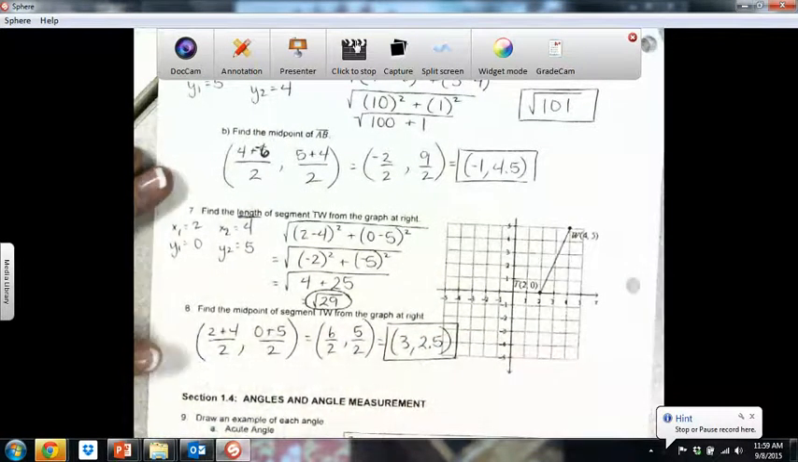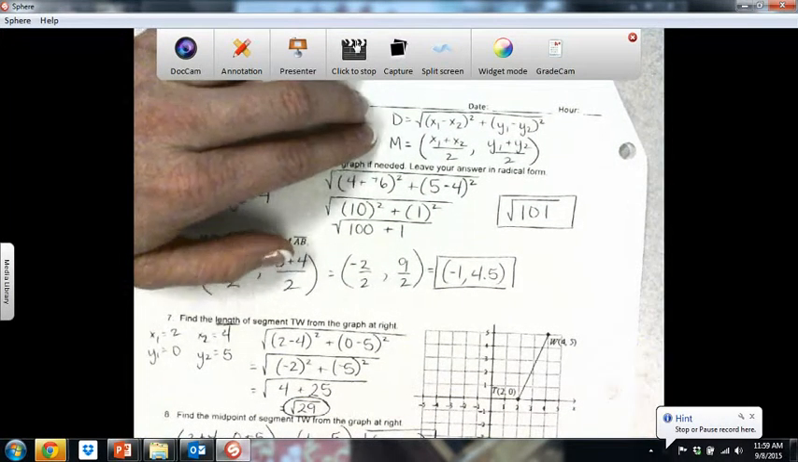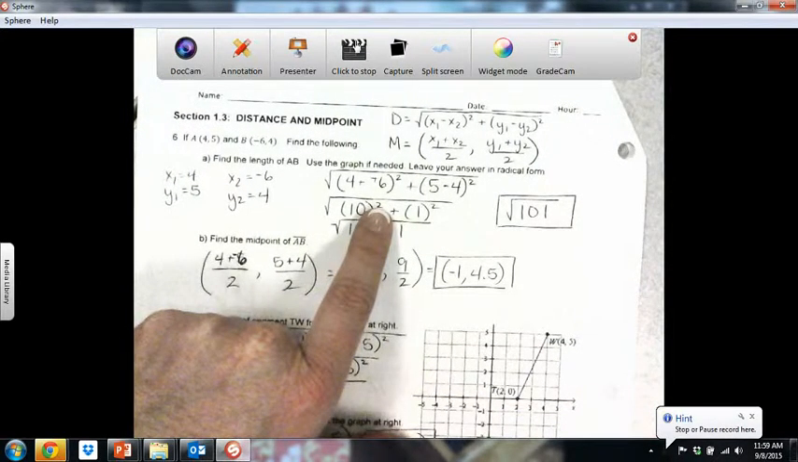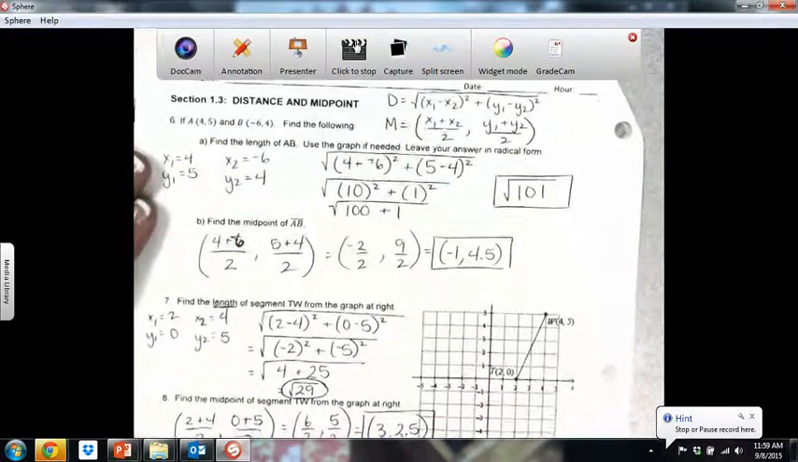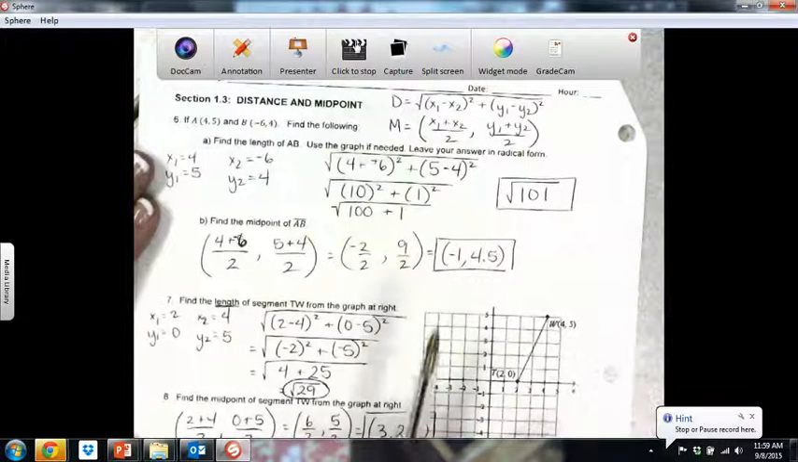So when you use the distance and midpoint formula, it's important that you first know what the formulas are. Second, that you identify what your x1, y1, x2, and y2 are so that you can carefully plug them in, and then knowing what your answer should look like. For distance, it's going to be the square root of something, and for midpoint, it should look like an ordered pair.